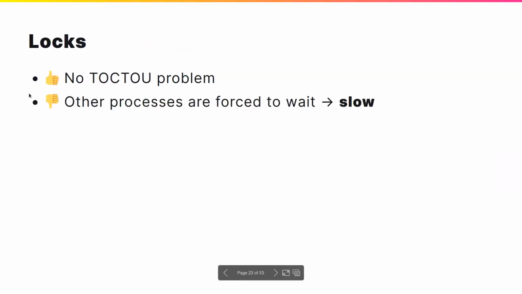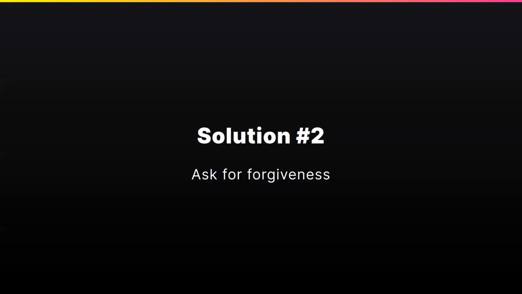But we solved the TOCTOU problems, but now every other process that wants to create new URLs at the same time is forced to wait. This means that the process is now much slower, okay? If we have a big system that is used to handle big loads, we can't really have all the processes wait in line to create new resources, right? So we need a better solution.